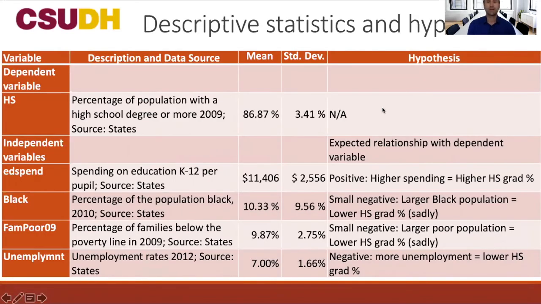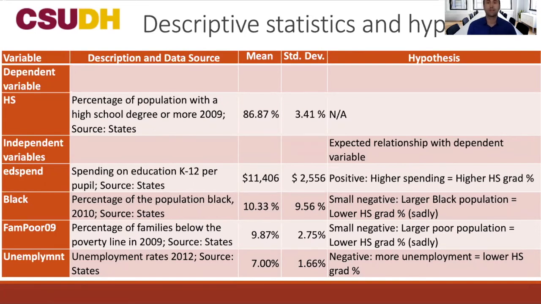So here again is another example of a descriptive statistics table. I've also included a hypotheses column in here. You can present it however you like. I'm sure you're all familiar with the concepts of mean and standard deviation. So here we have data on the percentage of a population with a high school degree or more for the year 2009 across each state. That's the dependent variable. And the average or mean percentage of the population with a high school degree for all the states is 86%. The standard deviation is 3.4%, which is a fairly tight cluster. So most states are within that 3% either side of the mean.